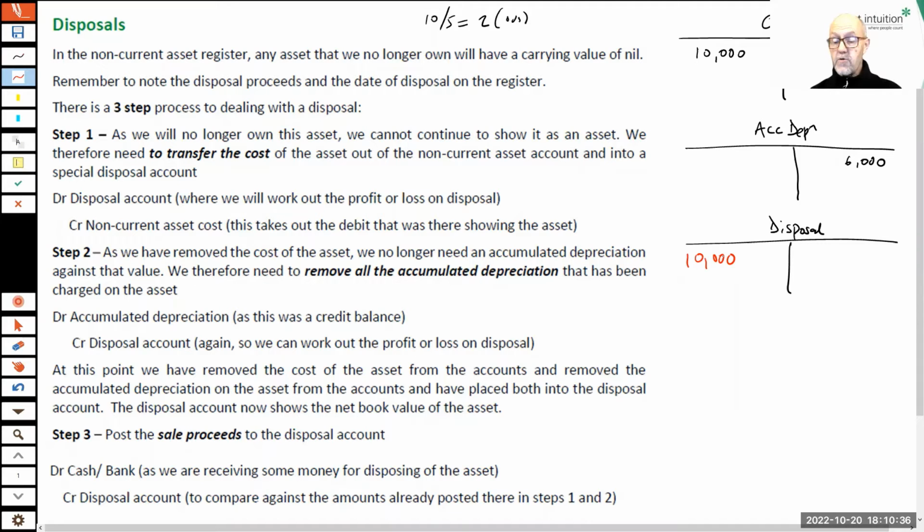Likewise, the accumulated depreciation account keeps a track of the depreciation that has accumulated to date on all of the assets we still own. We don't own this one anymore because it's gone. So to clear a credit down to zero, we post a debit. For a debit, there must be a credit. And we've now just transferred the £4,000 value of that asset into the disposal account.